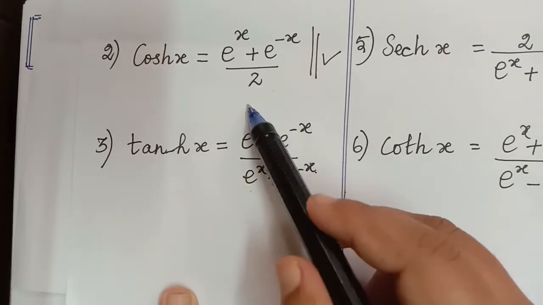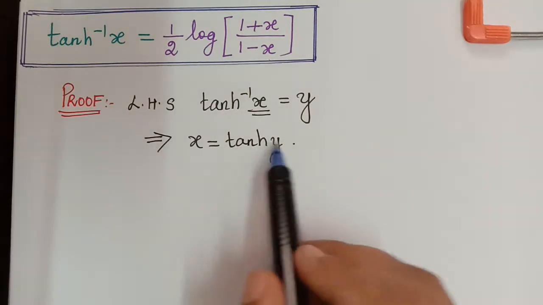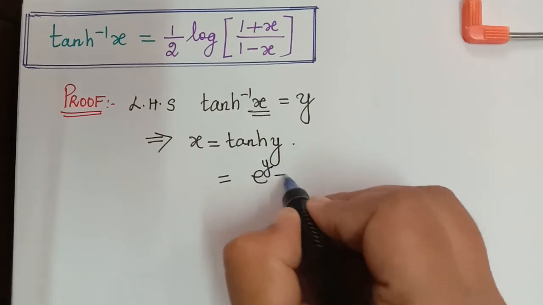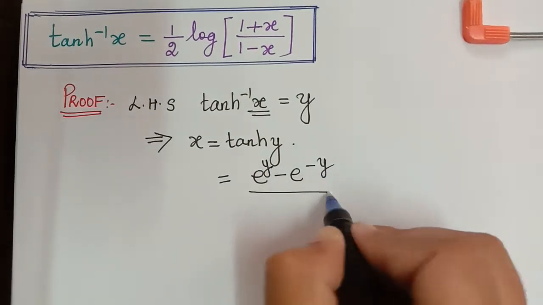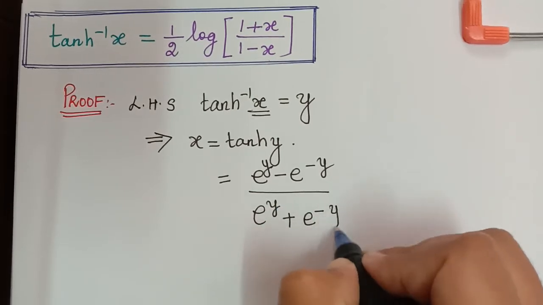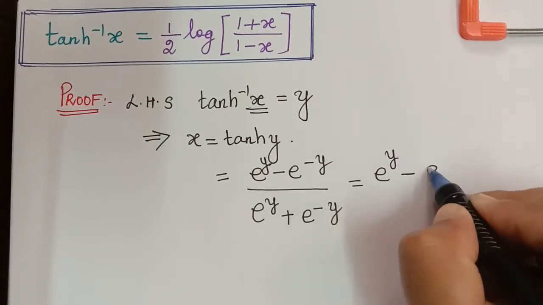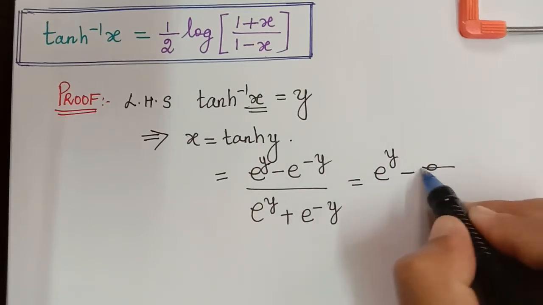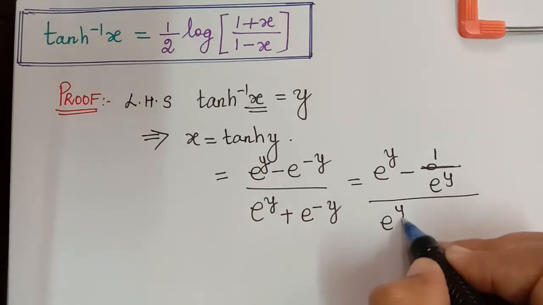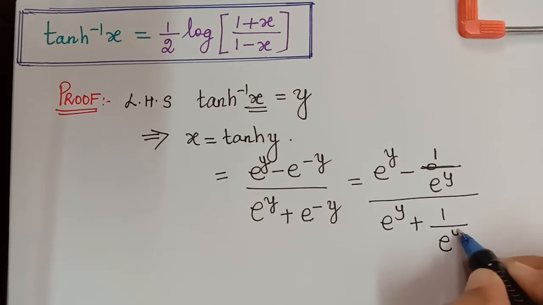Now we will substitute this. At the place of x, we replace it by y because we have tan h y here. And so this will be equal to (e power y minus e power negative y) divided by (e power y plus e power negative y). Now this can be written as e power y minus e power negative y, which, when taken to the denominator, becomes e power y, divided by e power y plus, again, e power negative y taken to the denominator, which becomes e power y.